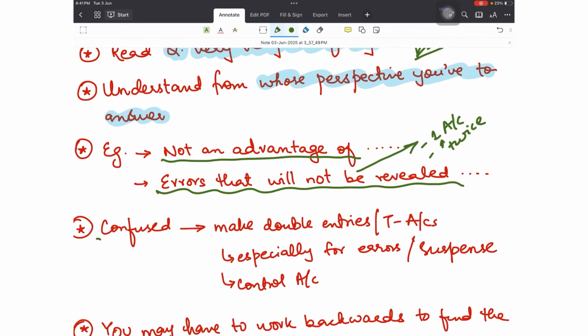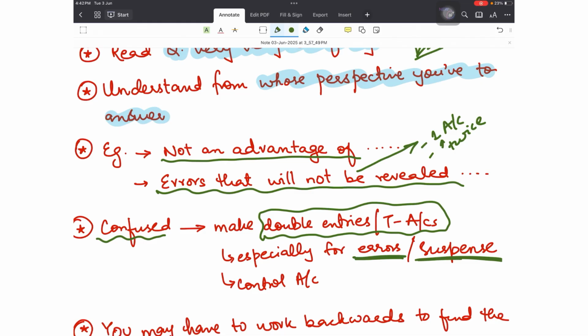Keep in mind that if you are confused, if you don't know the answer, how to go about the question, if you can't figure out the answer or the adjustments given to you in the question, just make the double entries, make the T accounts. Wherever you are stuck, just make the double entries, especially for error questions in which a suspense account is involved, or even for control accounts questions, or in any other topic that you find difficult. Just make sure that you are familiar with the double entries.